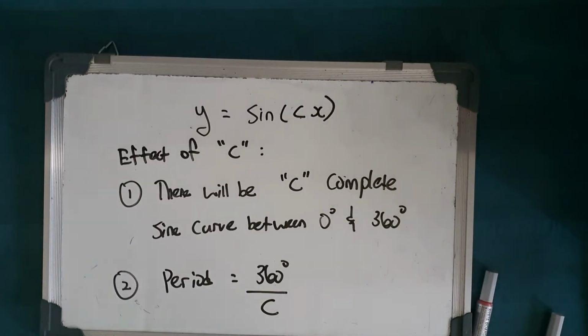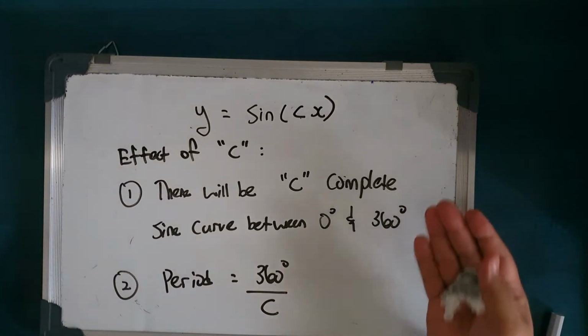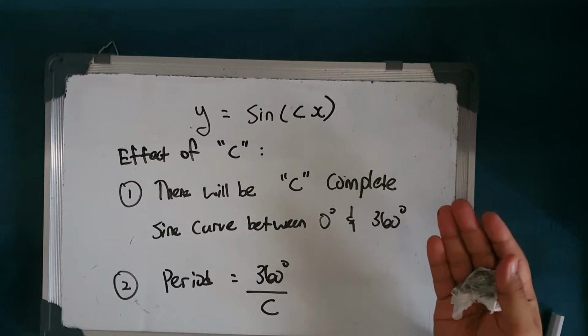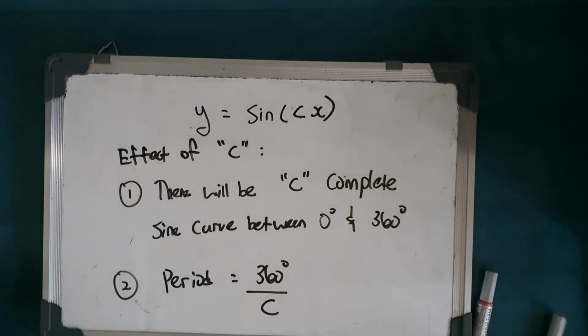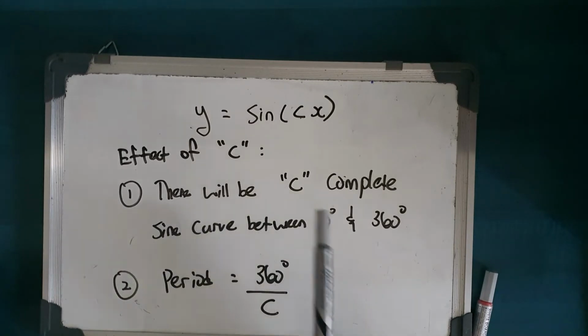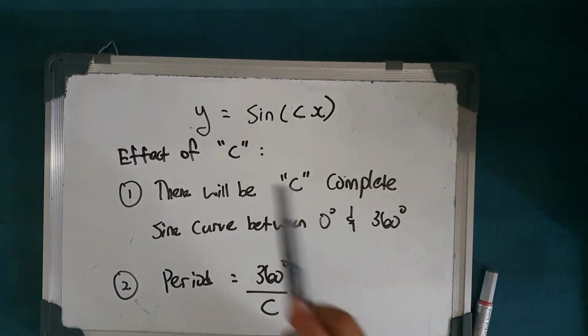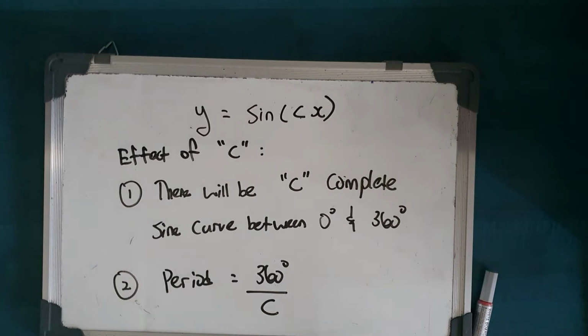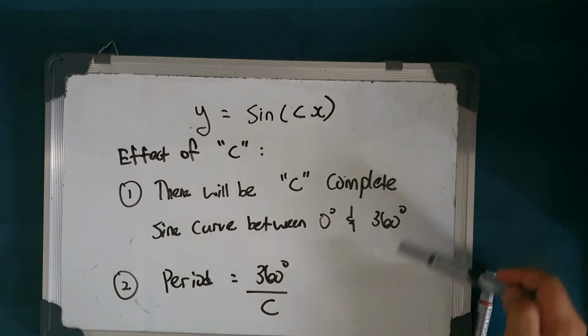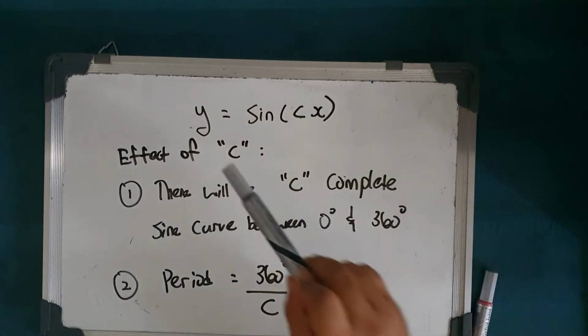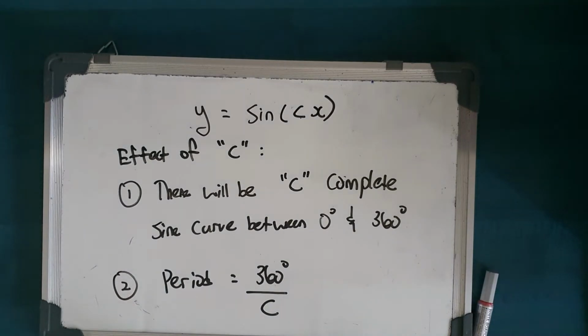So, if I were to generalize this to any value of c, which can be a fraction or decimal, then the effects are just these two. There will be c complete sine curves between 0 and 360. As we saw previously, if this was 2, then there will be two complete sine curves between 0 and 360. And the period will be 360 divided by c. Previously, when it was sine 2x, it was 360 over 2. So these are the only two changes caused by having c inside our trigo function.